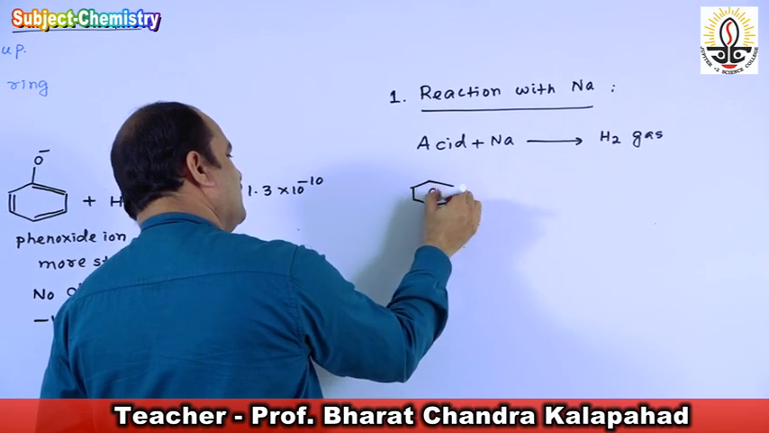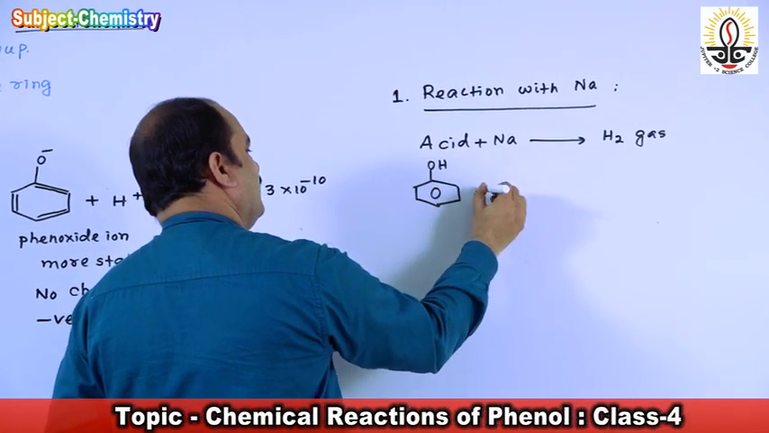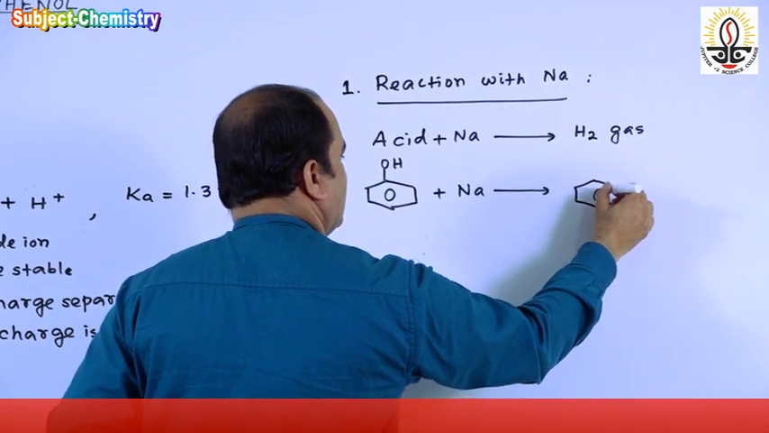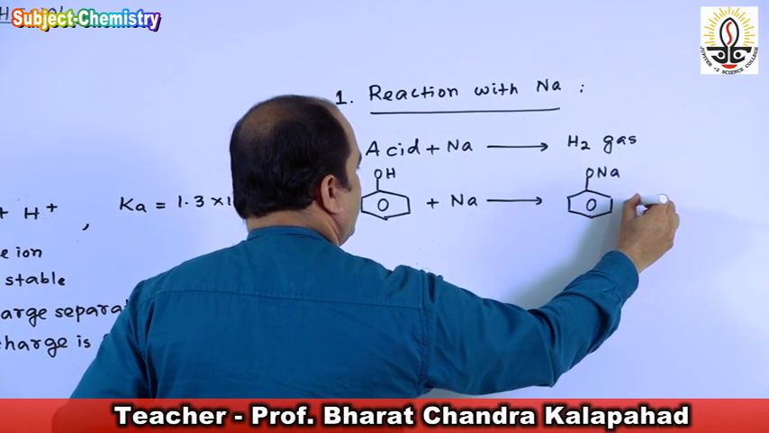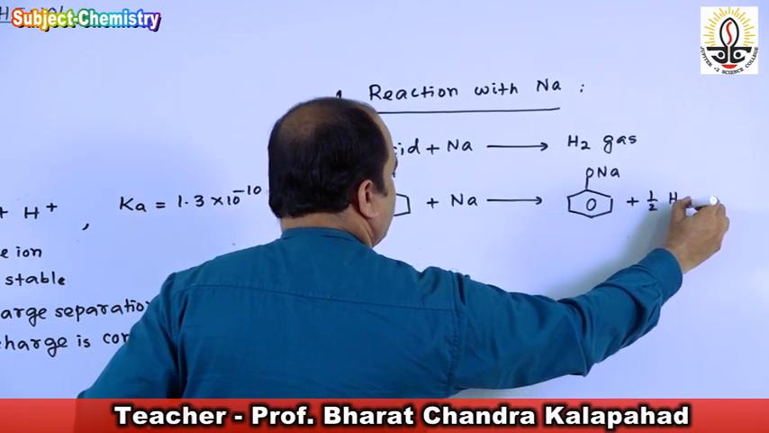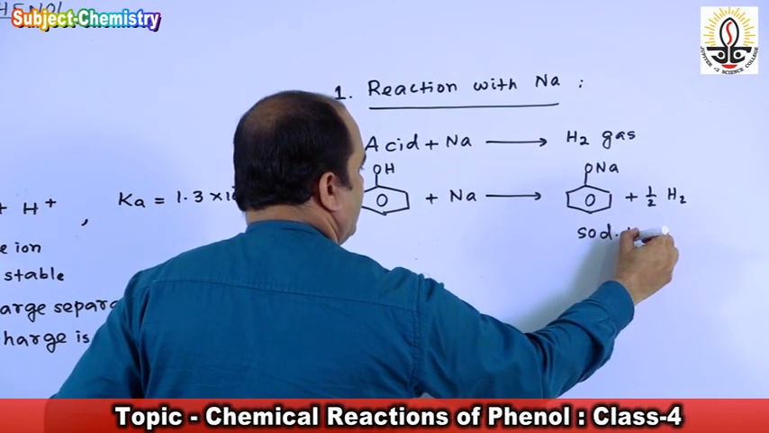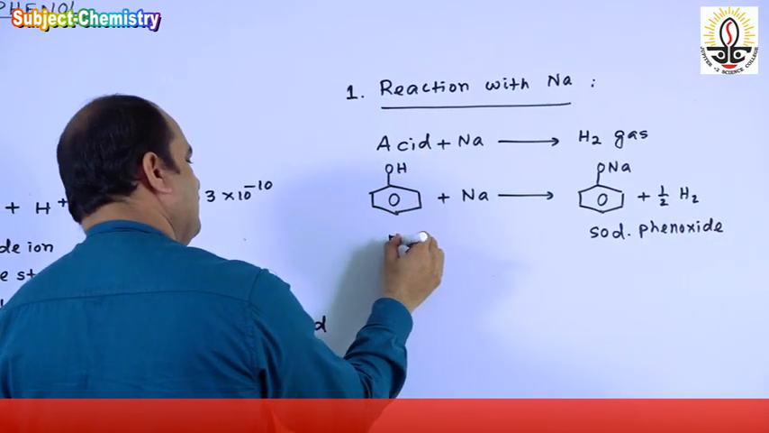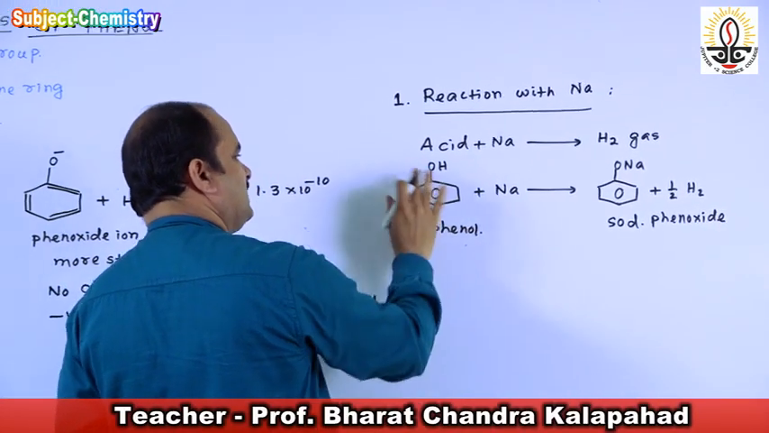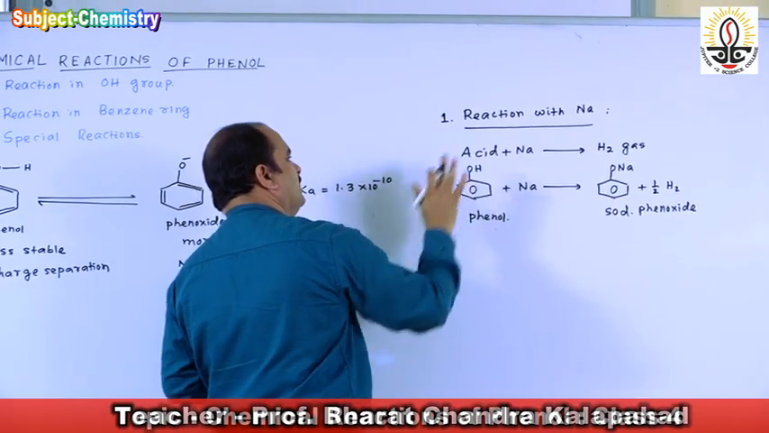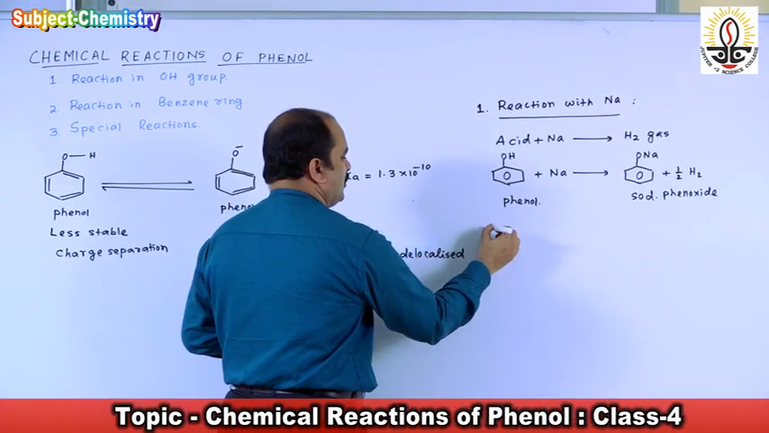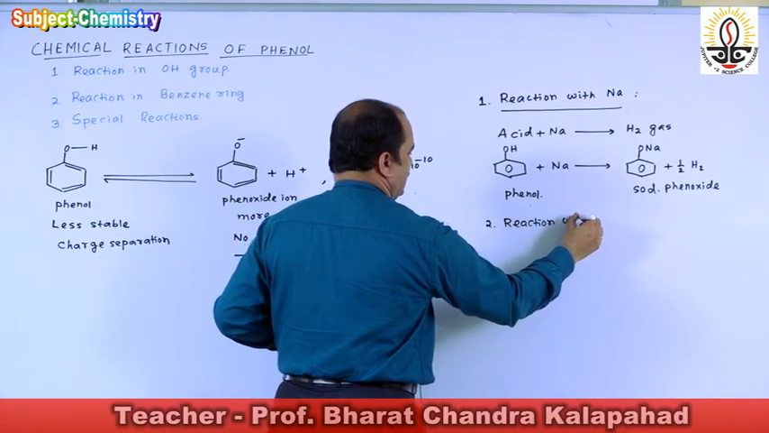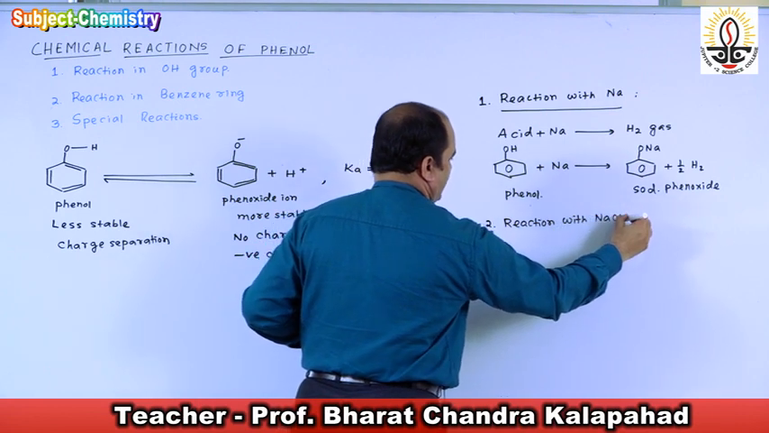When phenol reacts with sodium metal, H2 gas is formed along with sodium phenoxide. This acidic nature of phenol is attributed to the reaction with sodium metal. Come to number two, reaction with NaOH.